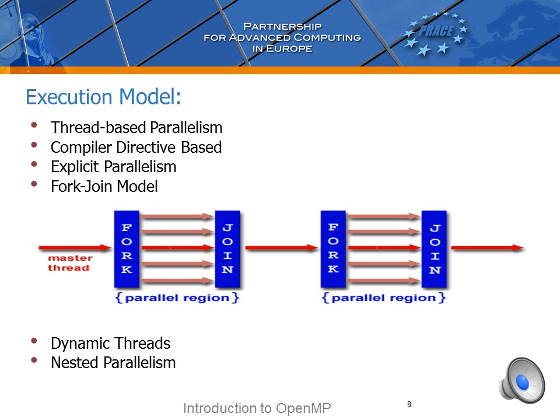When the team threads complete the statements in the parallel region, they synchronize and terminate, leaving only the master thread. The number of parallel regions can be arbitrary, and the number of threads can be dynamically updated for different parallel regions. It also supports the placement of parallel regions inside other parallel regions.